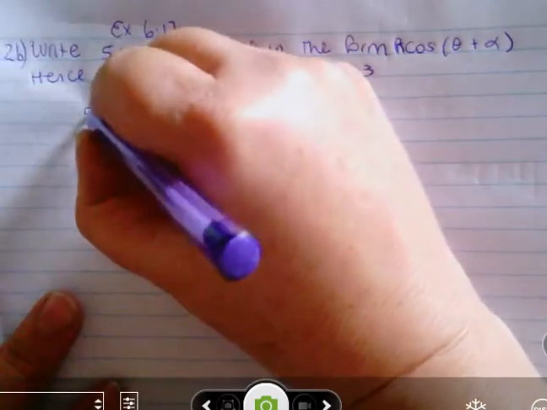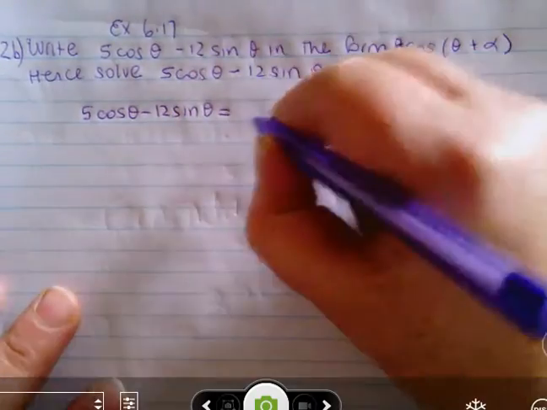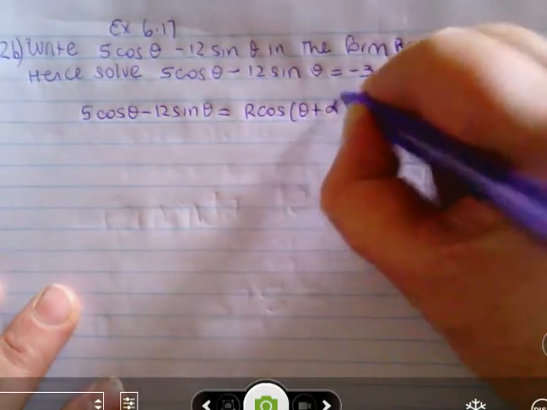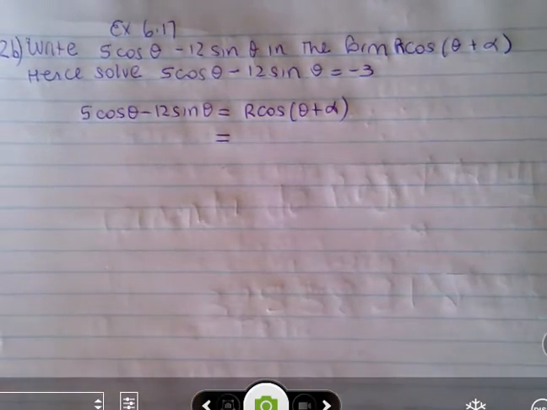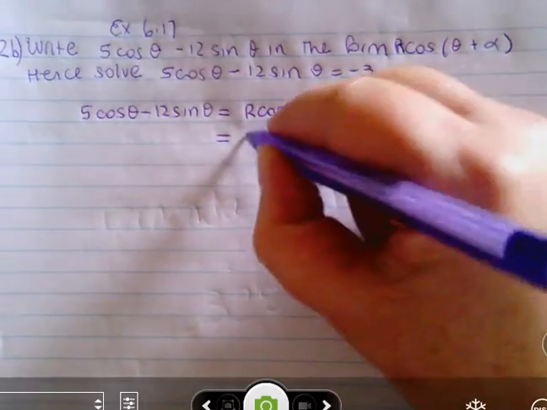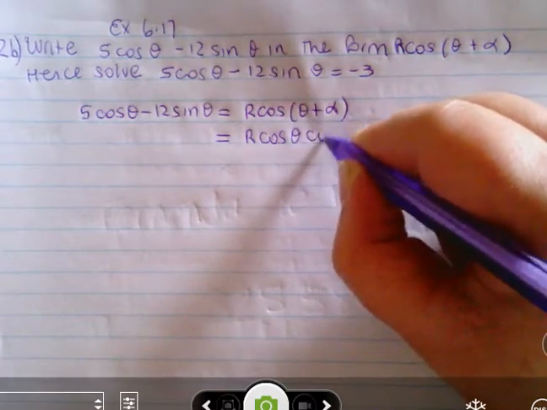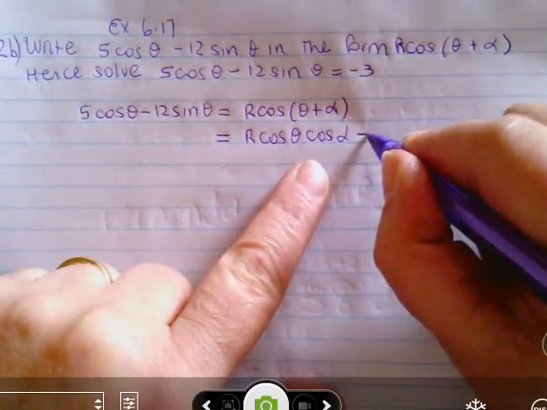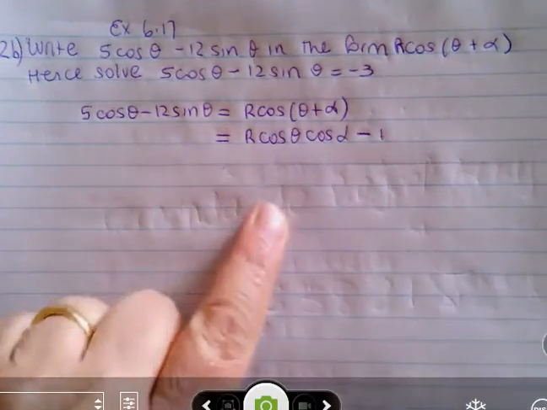So I'm going to start with the 5 cos theta minus 12 sine theta. They're asking you to write it in the form of r cos(theta plus alpha). Okay, keep the left-hand side the same because you can't do anything with that. What can you do with the right-hand side? Expand, sums and differences. You get cos theta, what else? Cos alpha. This one's the cos one. Cos, do we keep? What happens when you expand this? Minus. Now be careful because you get cos minus sine, but r's got to be multiplied by each.